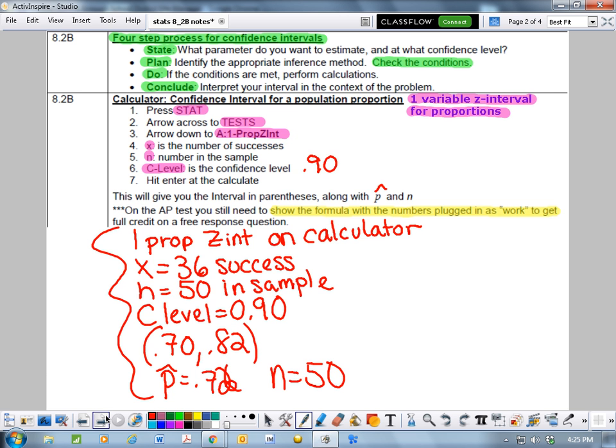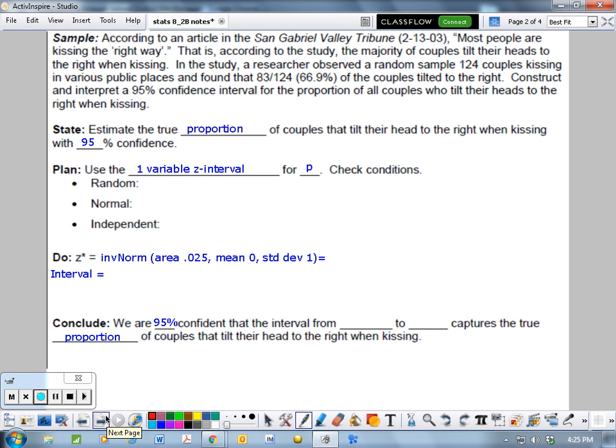Okay. So sample problem. According to an article in the San Gabriel Valley Tribune on February 13th of 2003, most people are kissing the right way. What's that mean? Well, according to a study, the majority of couples tilt their head to the right when kissing. In the study, researchers observed a random sample of 124 couples kissing in various public places and found that 83 out of 124, which is 66.9%, of the couples tilted to the right.